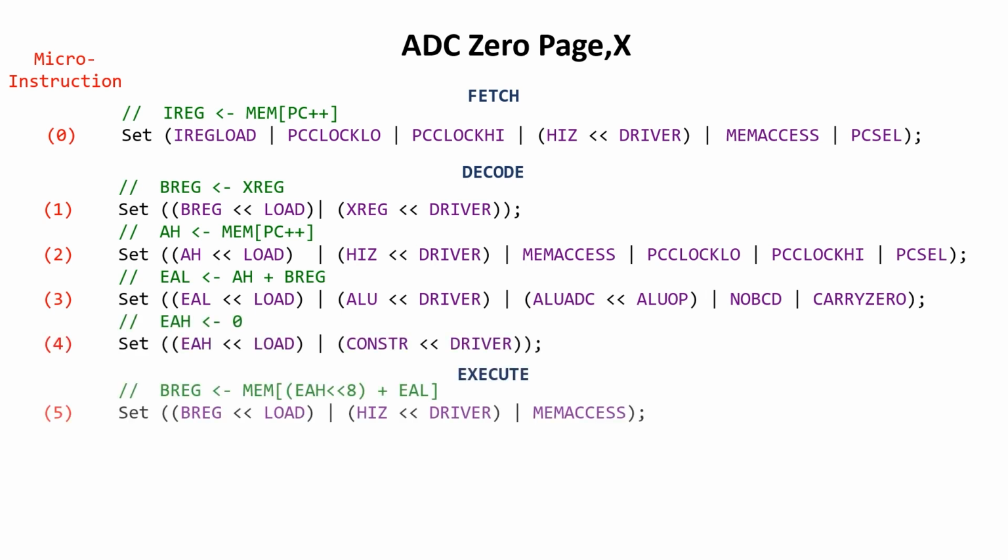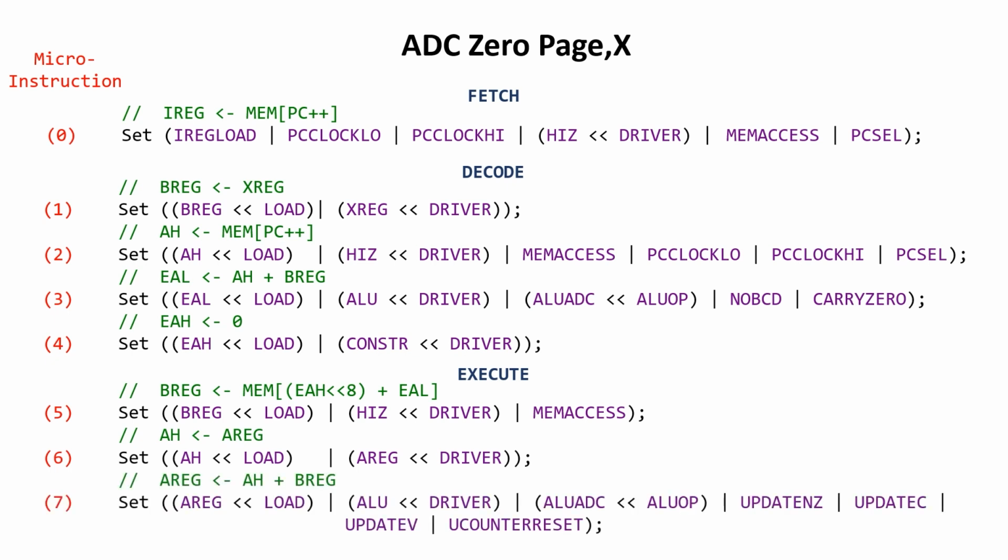In step 5, which is the first part of execute, we do a main memory read from the address pointed to by the effective address registers, and we store the result in the B register. We copy the contents of the accumulator into the A hold register. And finally, we do an ALU add, and we write the result into the A register.